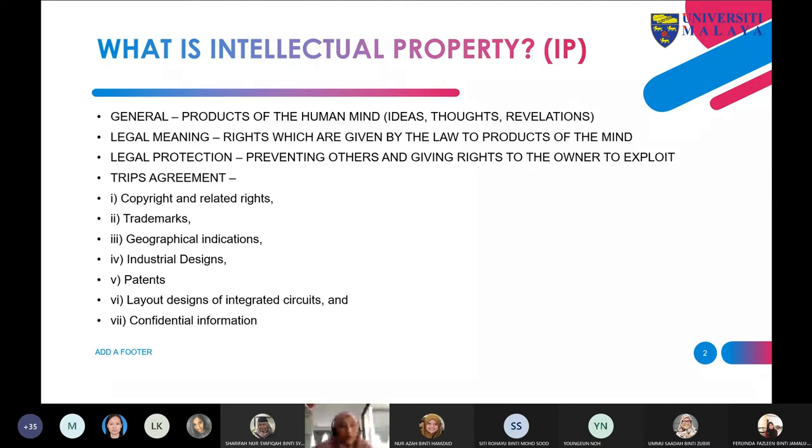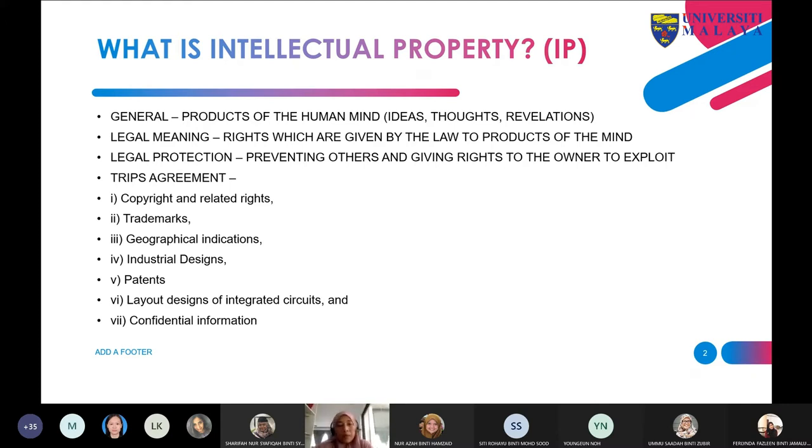So the fourth bullet I've got there, the TRIPS agreement. This is like an international agreement, like an international convention, which tries to universalize the kinds of intellectual property that's protected around the world. And for Malaysia, we are a signatory to this agreement.